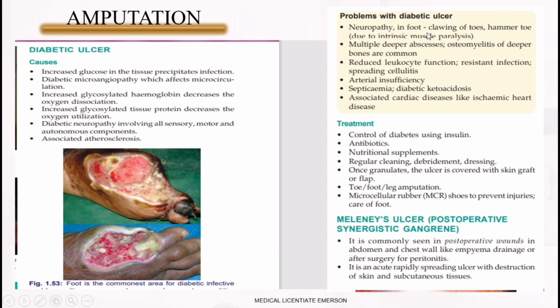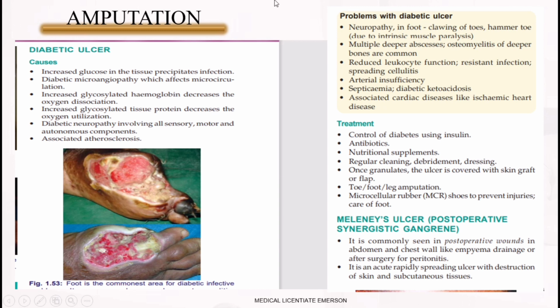You can have in-foot clawing of toes, hammer toe due to intrinsic muscular paralysis. Then we can have multiple deeper abscesses, osteomyelitis of deeper bones are common. You can also have reduced leukocyte function, resistant infection. Okay, then the other thing is arterial insufficiency, septicemia, diabetic ketoacidosis, associated cardiac diseases like ischemic heart disease.